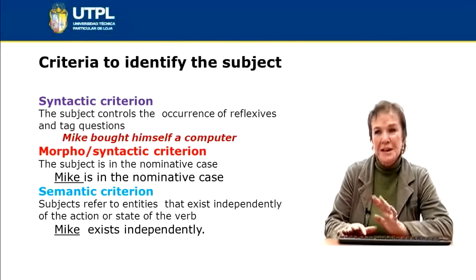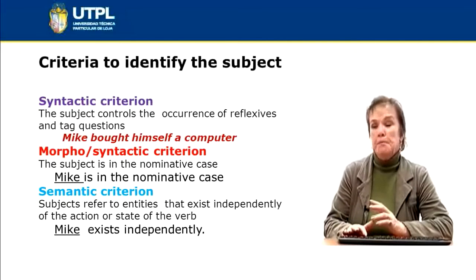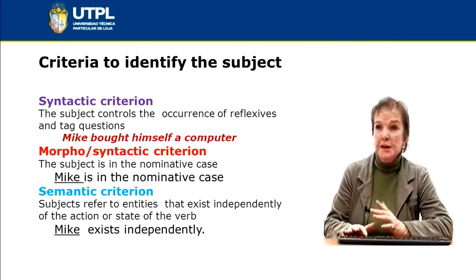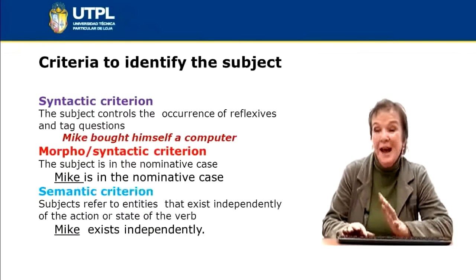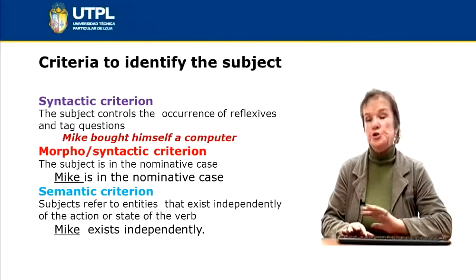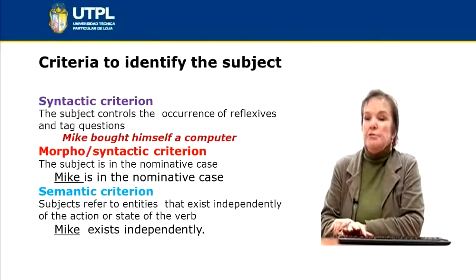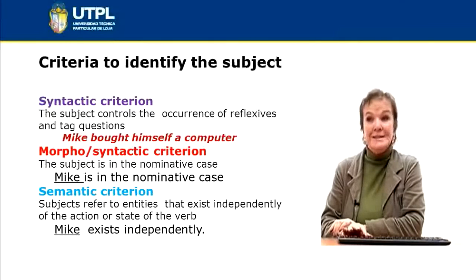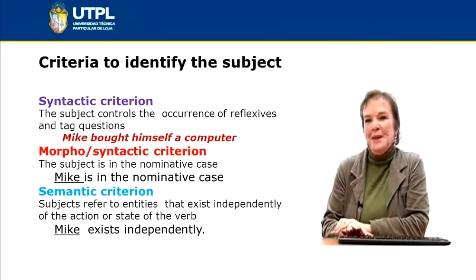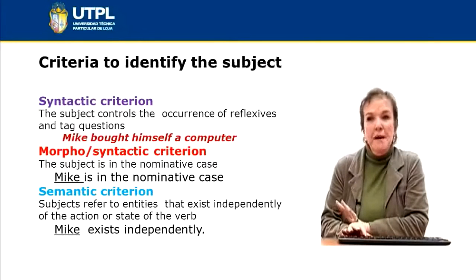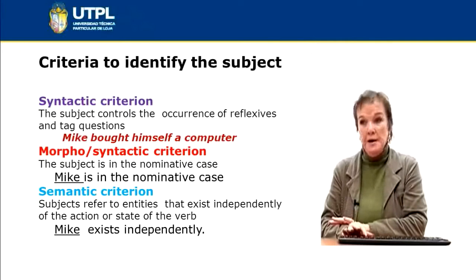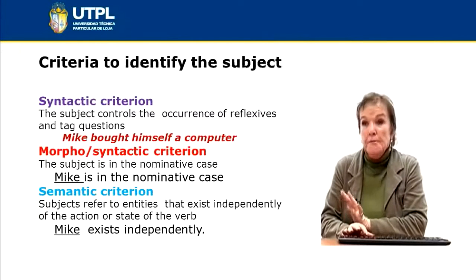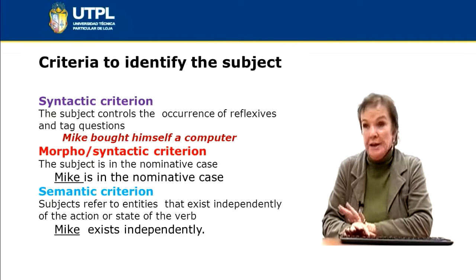A semantic criterion also plays a role in determining that a noun phrase, or a subject, or a noun alone, or a clause is functioning as a subject. Subjects refer to entities that exist independently of the action or state of the verb. This is very important. Mike exists independently. Mike bought a car. Mike exists independently, but a car exists because Mike is buying that object.